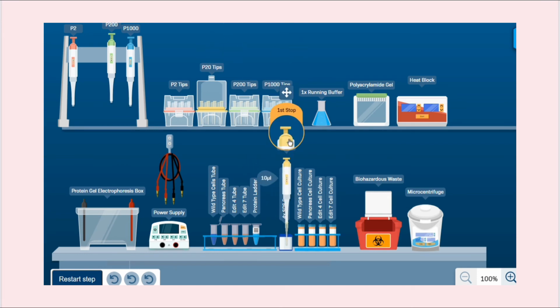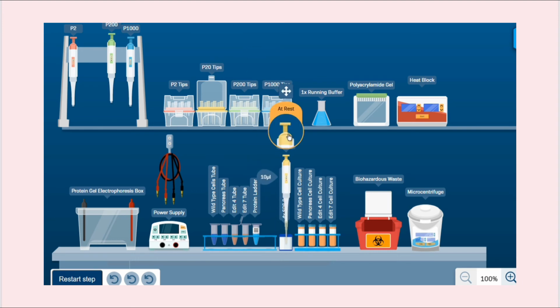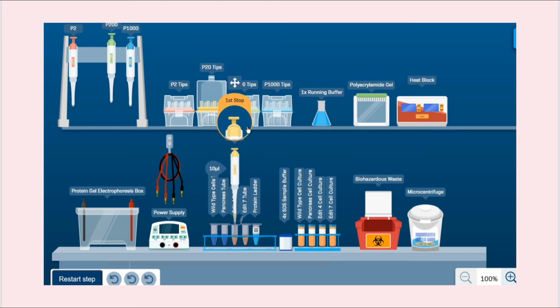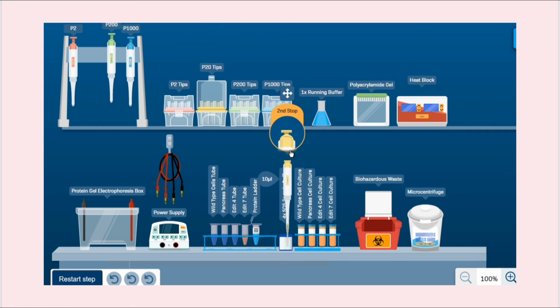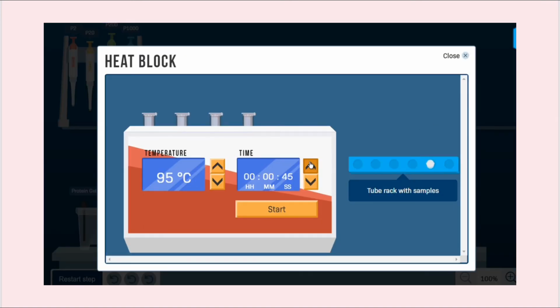Repeat the procedure to dispense 10 microliters of 4 times SDS sample buffer into the pancreas cell tube. And then repeat the procedure to dispense 10 microliters of 4 times SDS sample buffer into the edit 4 tube, and repeat the procedure to dispense 10 microliters of 4 times SDS sample buffer into the edit 7 tube. Next, move all 4 sample tubes to the heat block, set the block timer to 10 minutes and press start.